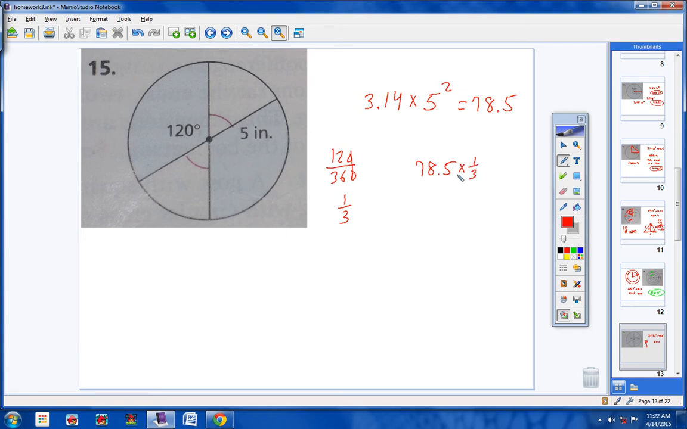And I'm going to get 26.16. I'm going to put 26.2. So this sector is 26.2. This sector is 26.2. Add those two together, and you will get 52.4 square inches. Alright, let's take a look at the answer. The answer is 52.36. Okay, so we have 52.4, close enough.